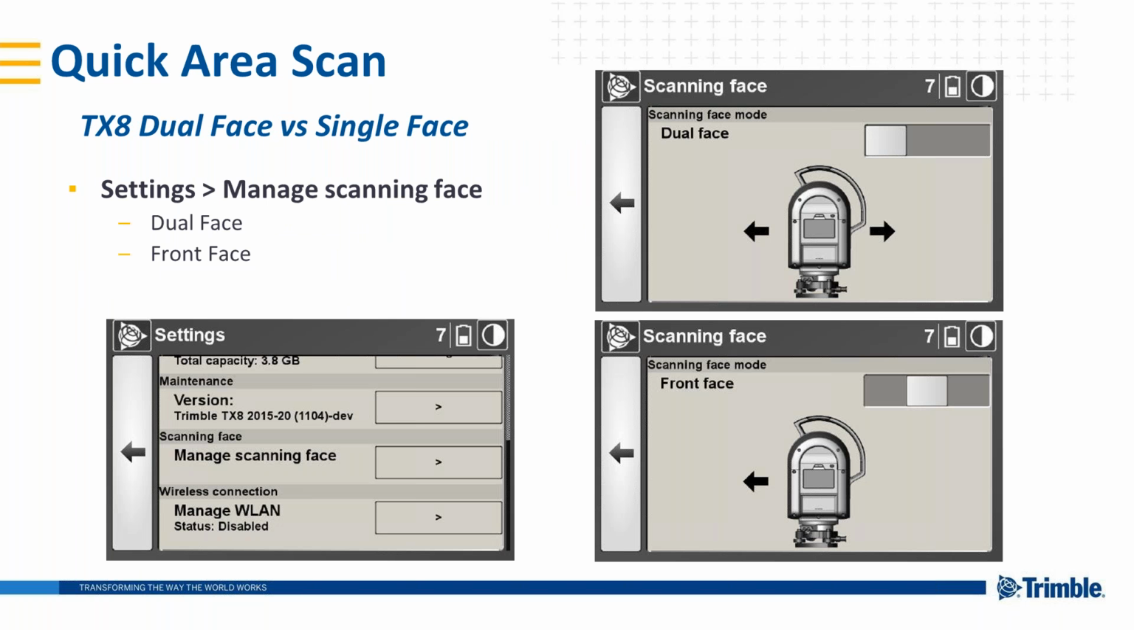Now it's important to note that if you start a quick area scan from the main screen with the TX8, you should change the scan face from dual face to front face to only capture data from the area that you're wanting to scan. Otherwise, you will have additional data captured with the back face. Now, this is not a concern with the TX6 because it does not have a dual face mode.